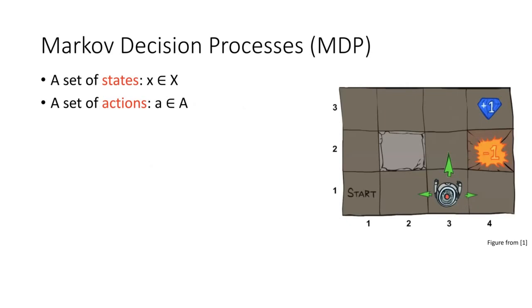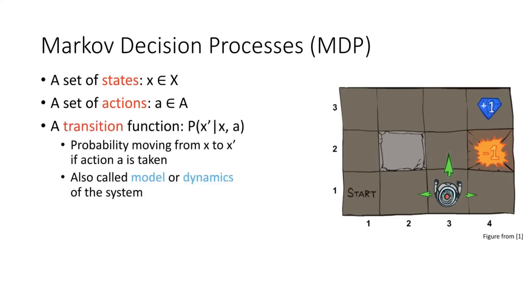We assume that there is a set of states. Here, the natural representation of the state is the position of this robot. Each rectangle can be thought of as a state of the world, and essentially the position of the robot is what we are considering the state of the world. We have a set of actions. The robot can take four different actions at each time: up, down, left, right.